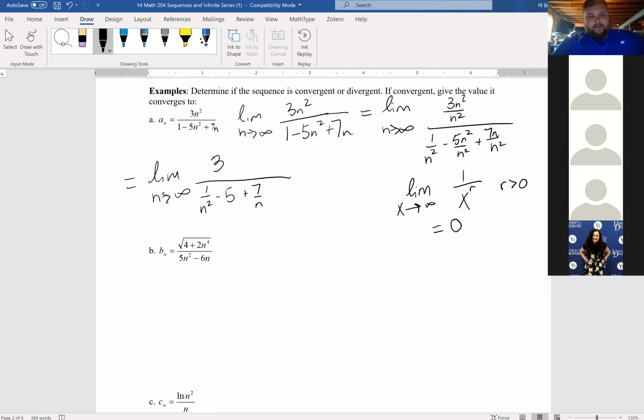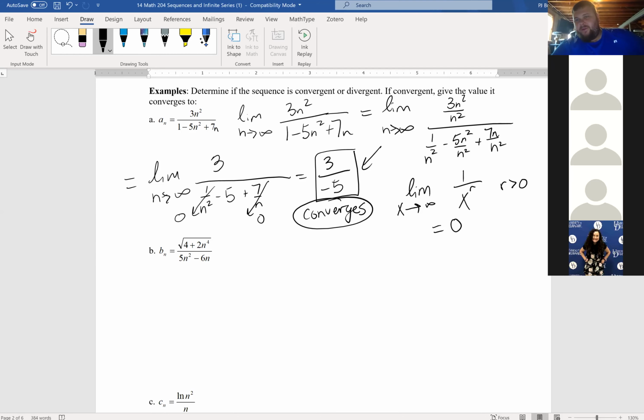So I'm using that fact and I'm taking the limit here. The limit of the top is just going to be 3. And on the bottom, this is going to head towards 0 because it's n to a power. So is this. So I got a number out of the limit. That means that I am convergent, or this converges. And it says if convergent, give the value. Well, that's our value that it would converge to.